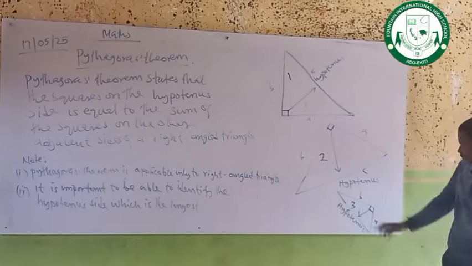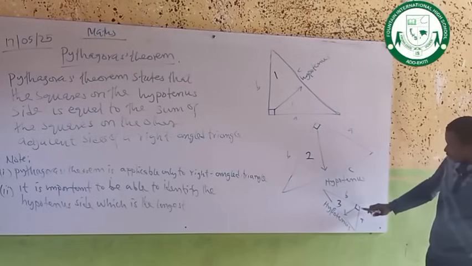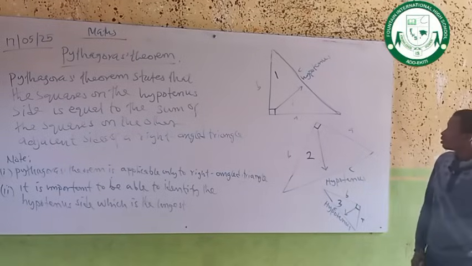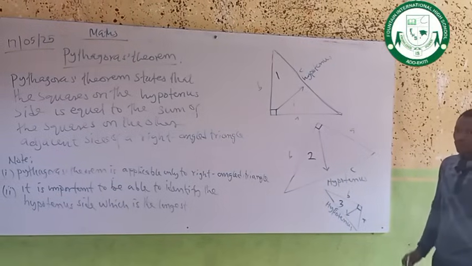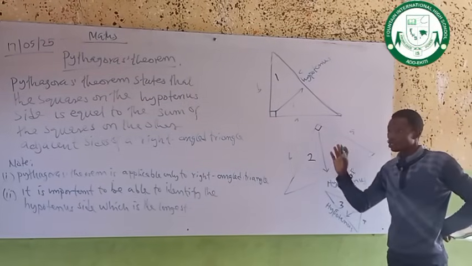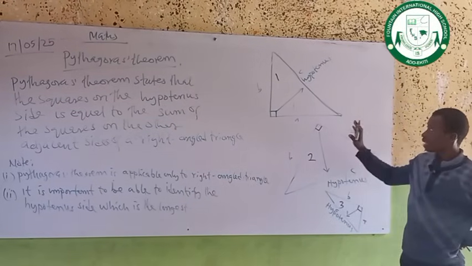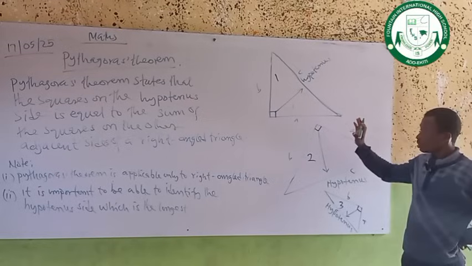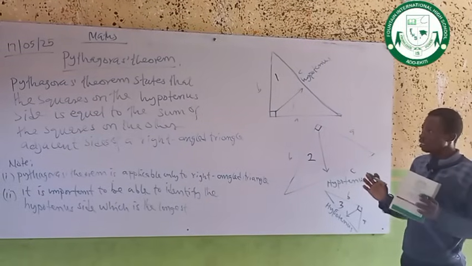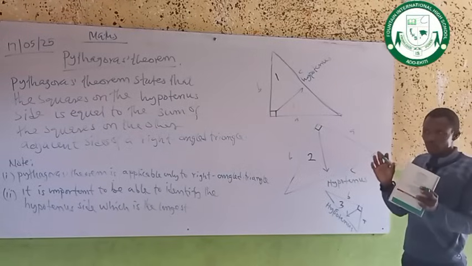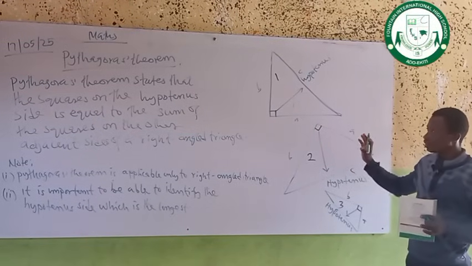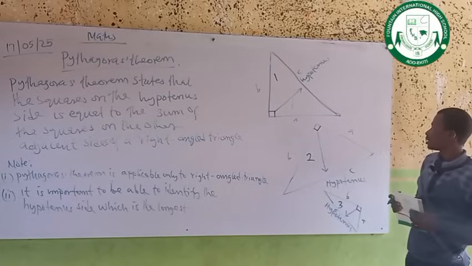The same thing is applicable to figure 3. You can see the right angle here is facing the longest side. It's very important we use this method to locate the longest side, because sometimes the difference in the lengths of the sides may be very small, that you may not be able to locate the longest side just by looking at it.